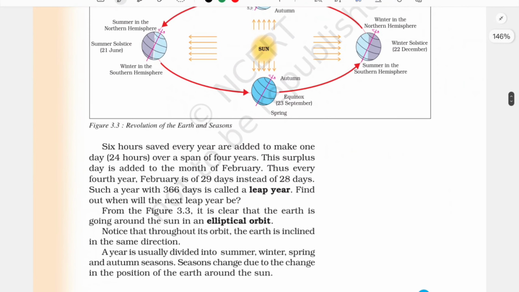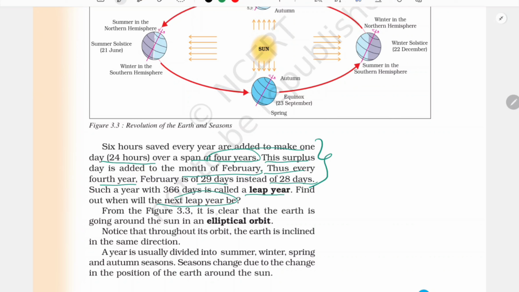So there you have it written here. Let us go through the content as well. The 6 hours saved every year are added to make one day, 24 hours, over a span of 4 years. This surplus day is added to the month of February. Thus every 4th year February is of 29 days instead of 28 days. I hope you have understood this concept. Such a year with 366 days is called a leap year. Okay, so you find out which is the next leap year. That is your homework, and comment down as well in the comment section.